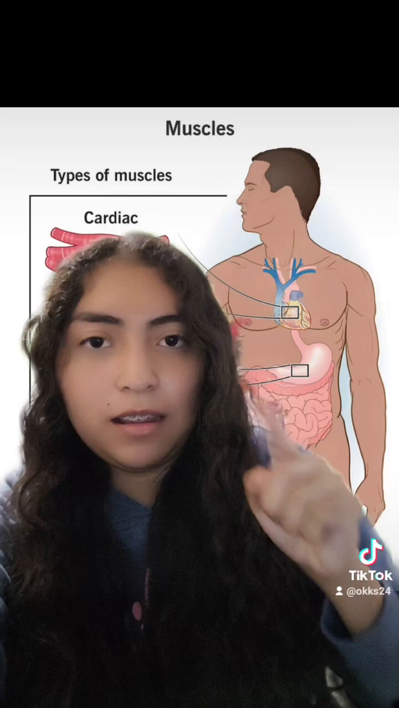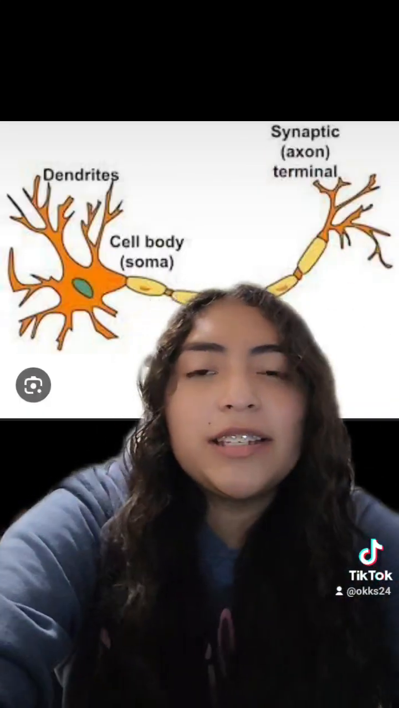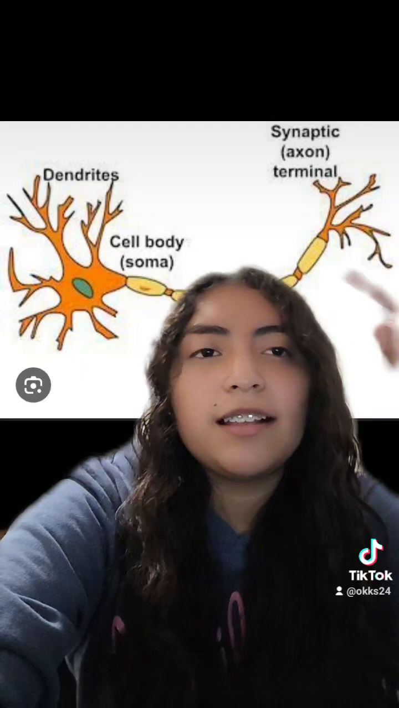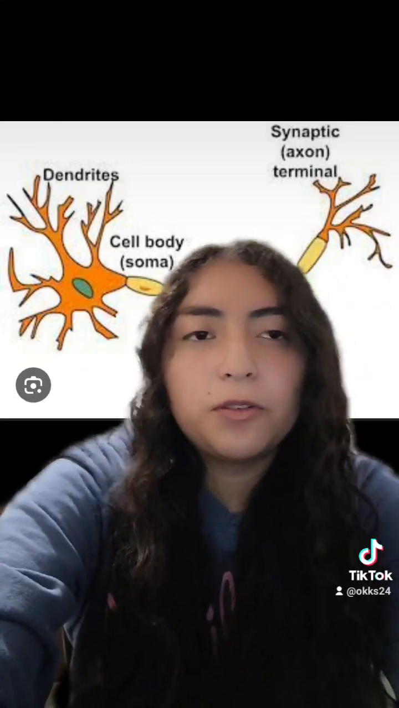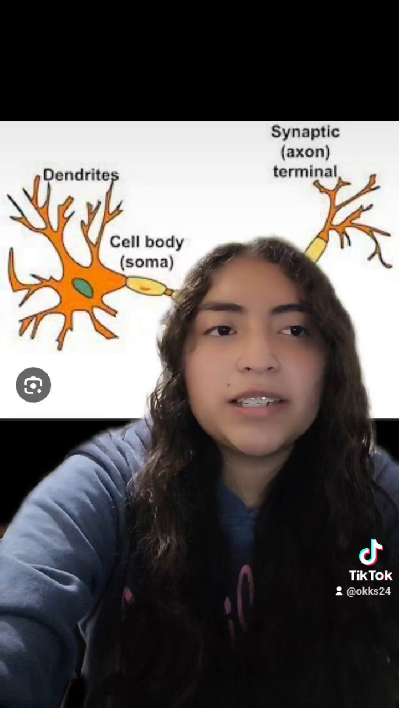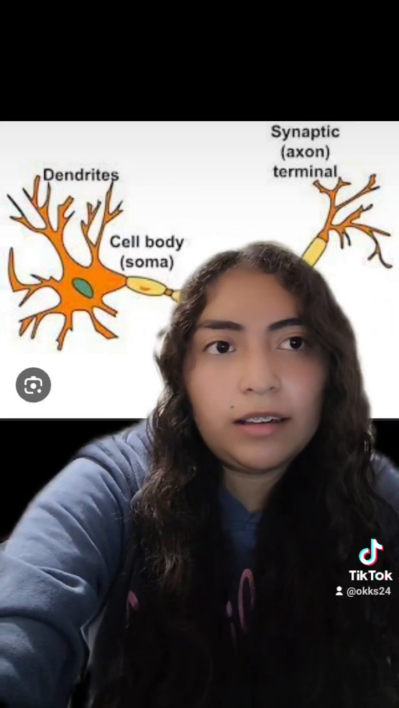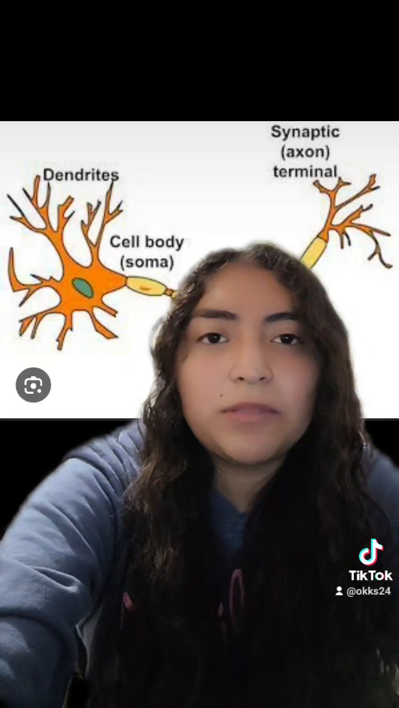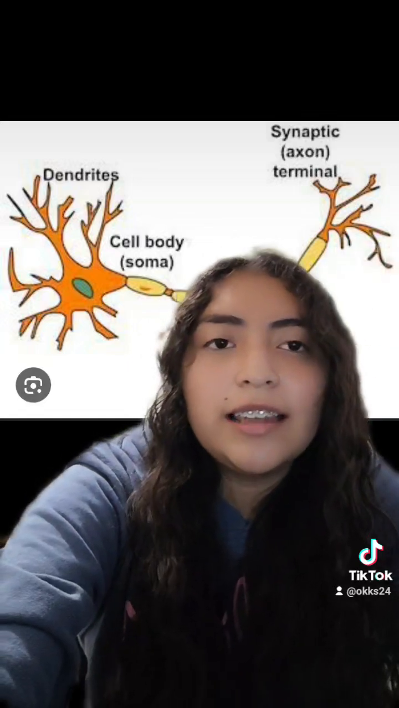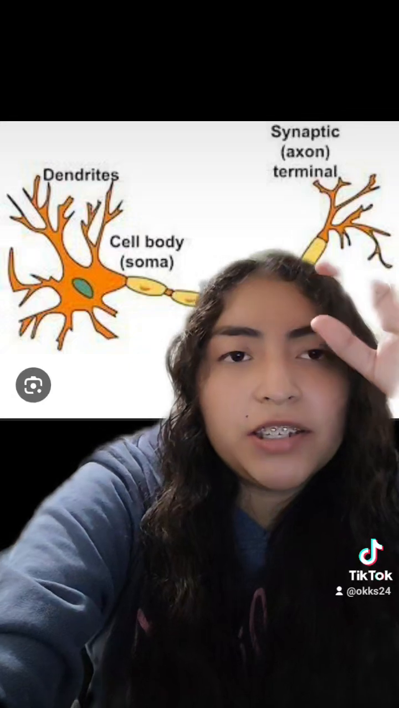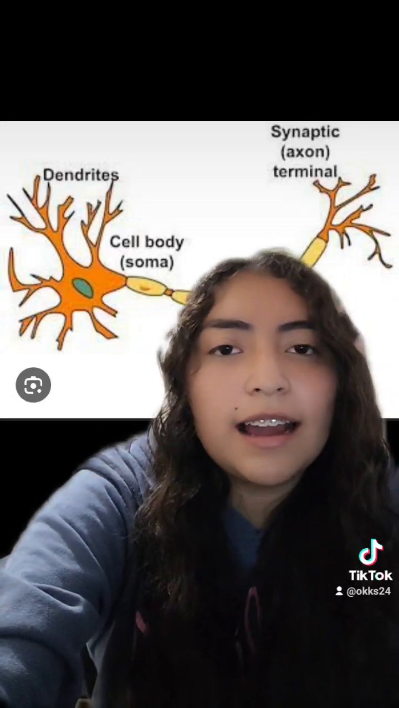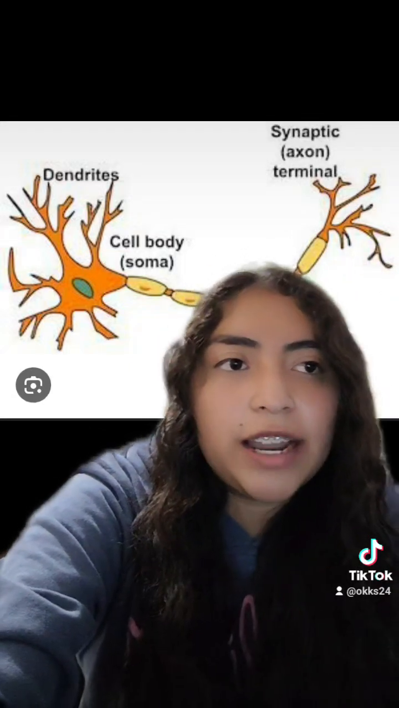Then we have the nervous tissue that consists of two cells, neurons and neuroglia, and it's present in the brain and spinal cord. A neuron is a super specialized cell that has three parts: a cell body, dendrites, and an axon.